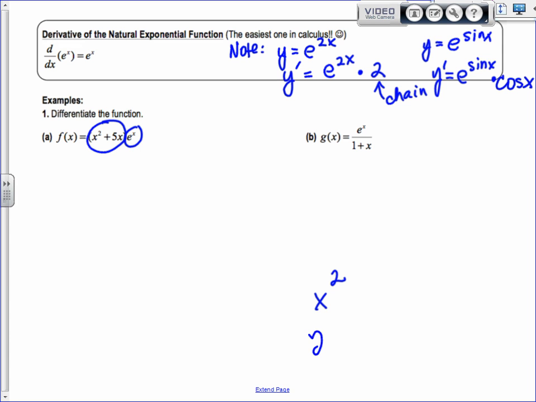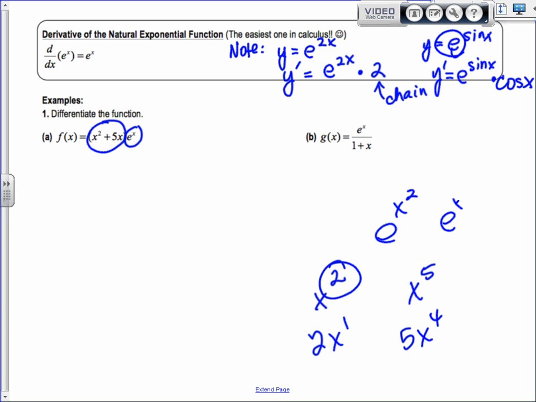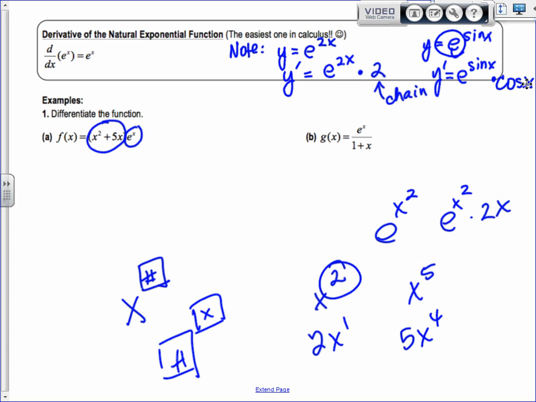X squared, its derivative is 2x to the first, right? Or x to the fifth is 5x to the fourth. You cannot use the power rule when you have e. E is a number. If I have e to the x squared, its derivative is going to be itself, e to the x squared, times the chain 2x. You can't say it's x squared e to the x squared minus 1. You can't do the power rule. The reason is because this is in a different form. It's not x raised to a number. It's a number raised to something with x.